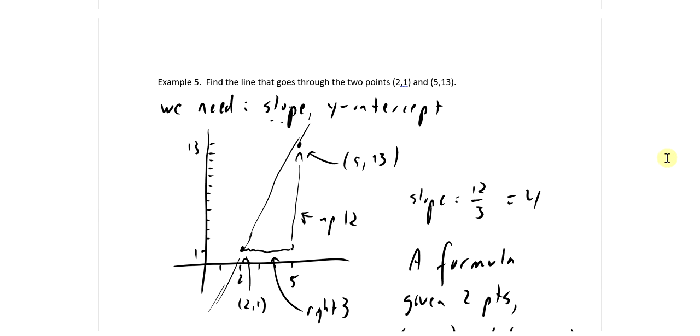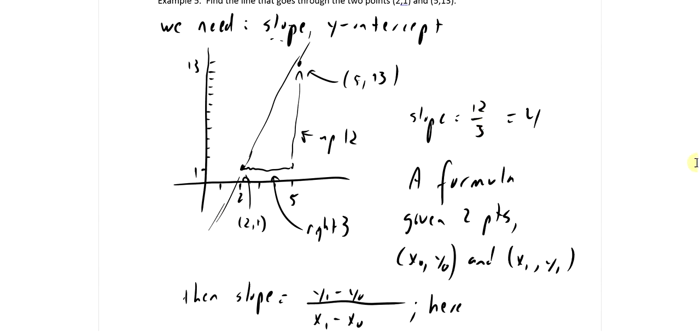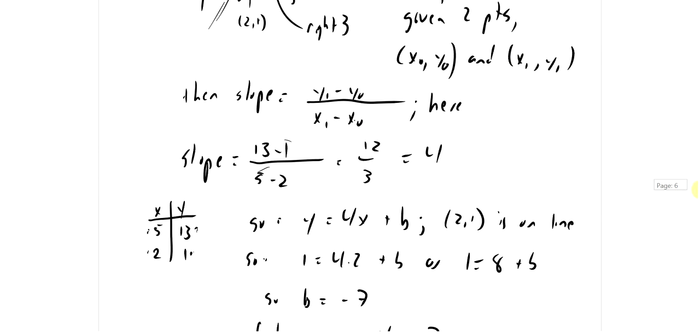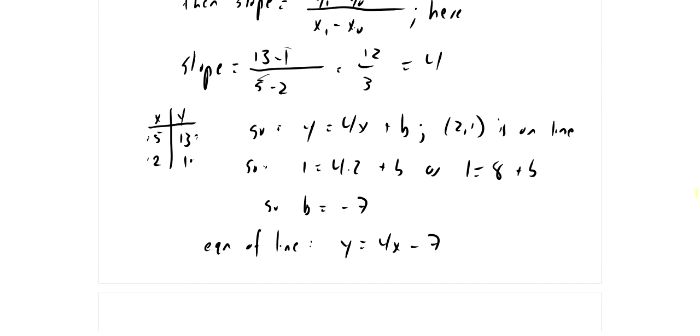Okay, so given 2 points, you can find the slope. 13 minus 1 divided by 5 minus 2. You can think of it as going over 3 and up 12. Right? Up 12 over 3. Or you can use this formula. Slope is y1 minus y0 over x1 minus x0. Well, that's 2 points. Okay, and so that gives us the equation of the line.